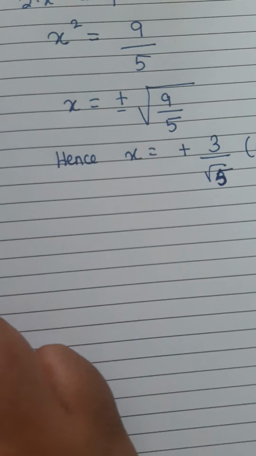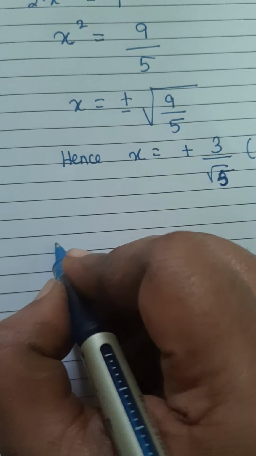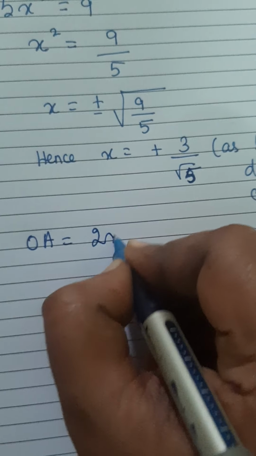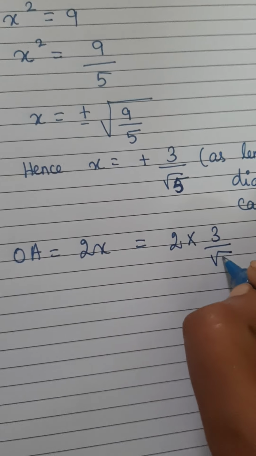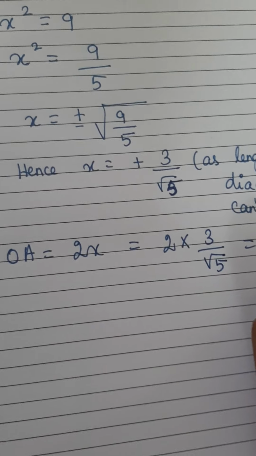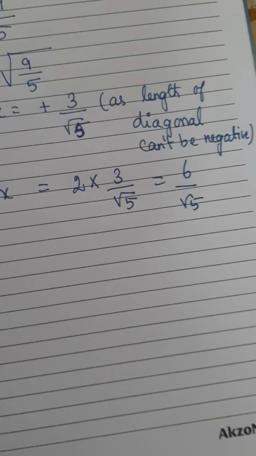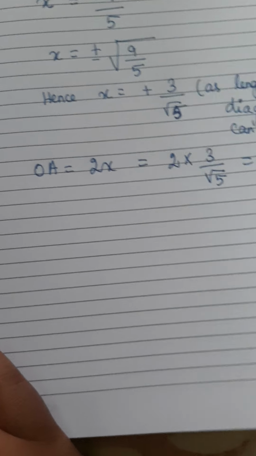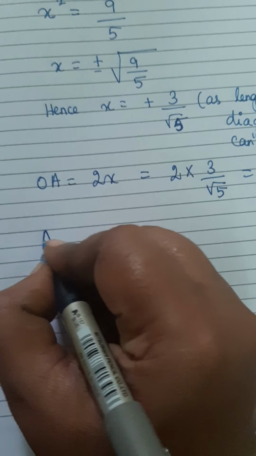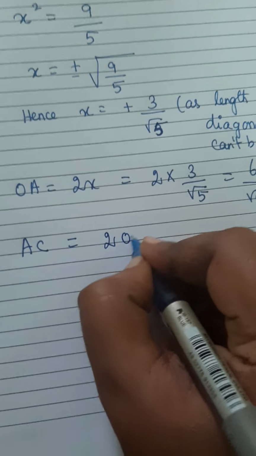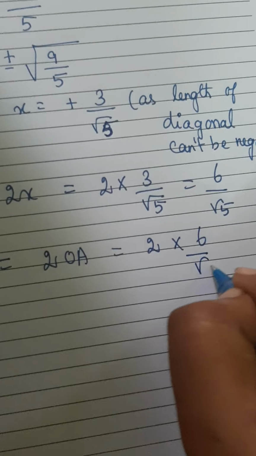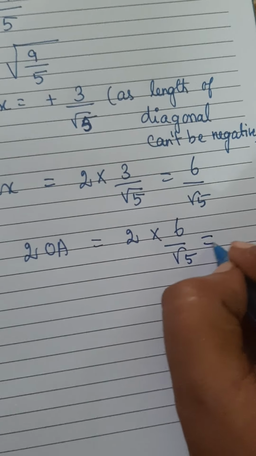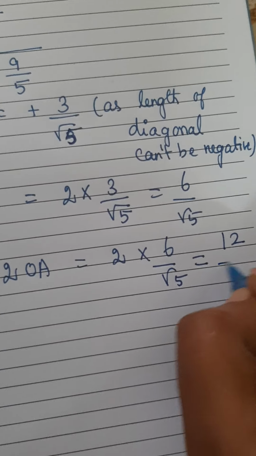So what I am going to do now is substitute it here. OA is equal to 2x, which is nothing but 2 times 3 by root 5, so 6 by root 5. This is my OA value. So what will happen to AC? AC is 2 times OA, which is nothing but 2 times 6 by root 5. So that is equal to 12 by root 5.